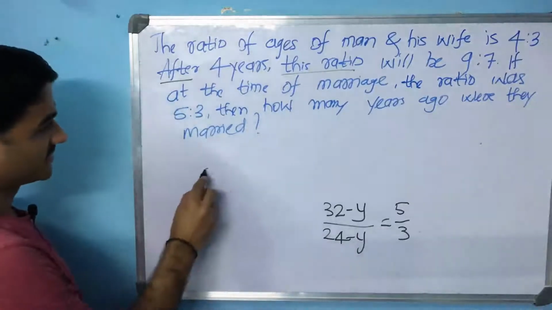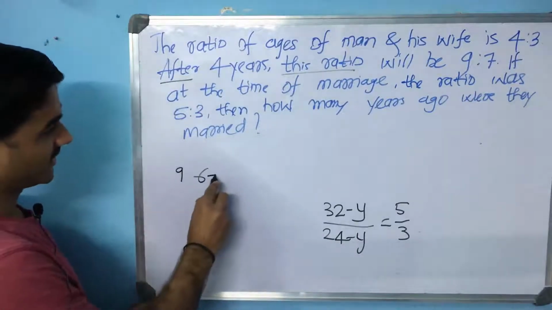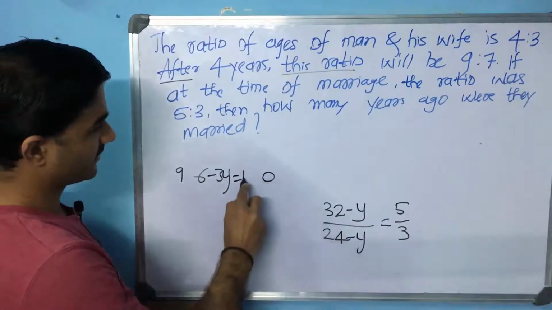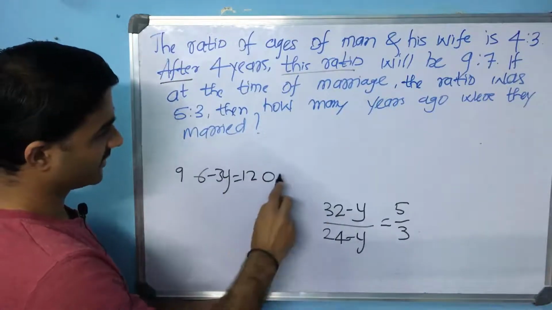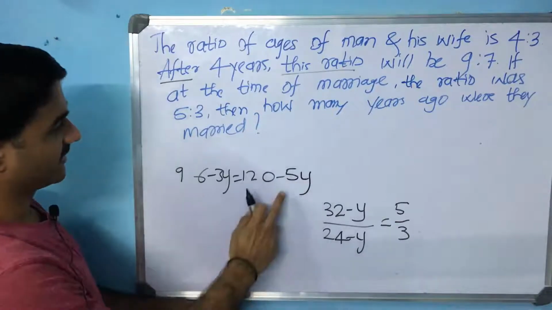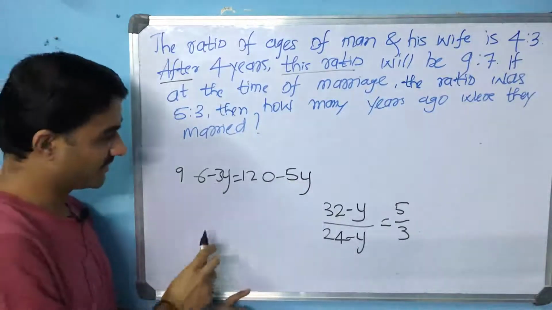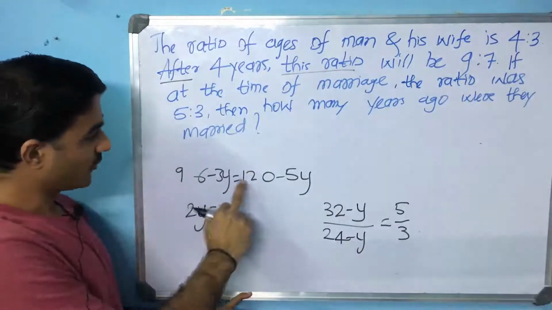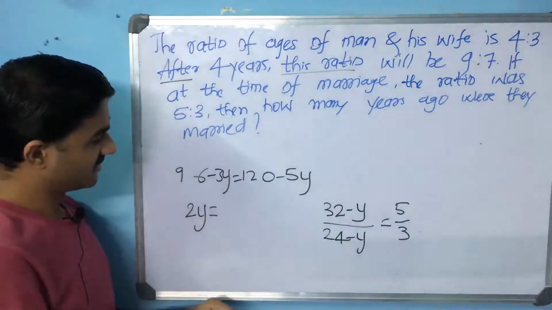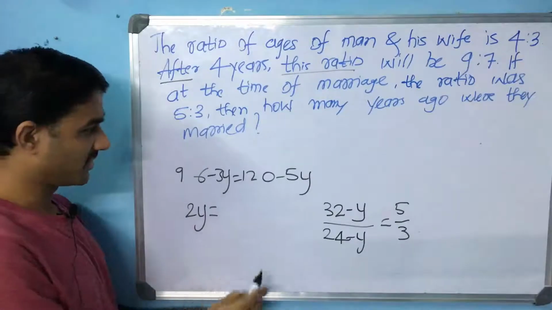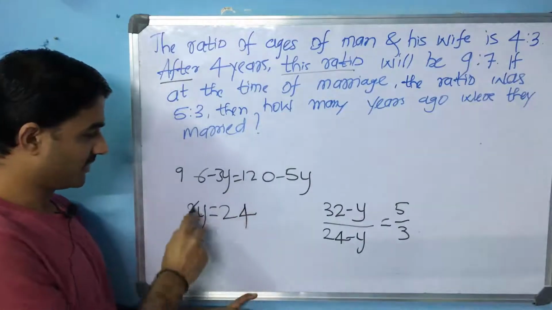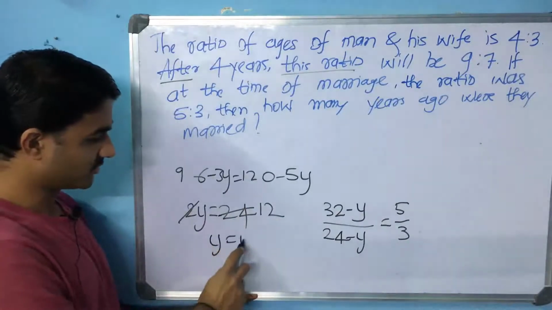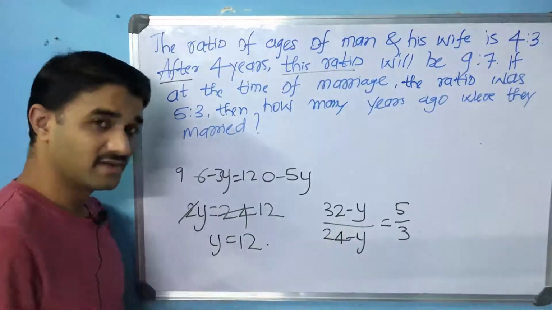Cross multiply: 6 into (32 minus y)... that is, 3 into (32 minus y)... 96 minus 3y is equal to 24 into 5, which is 120, minus 5y. 5y minus 3y is 2y. 120 minus 96 is 24. You will get the value of y as 12.